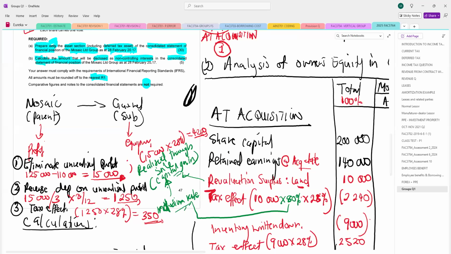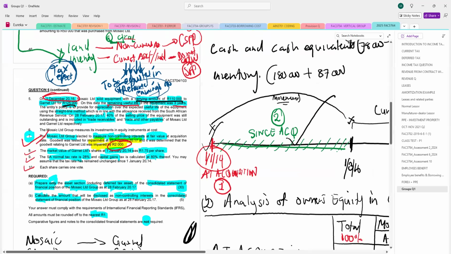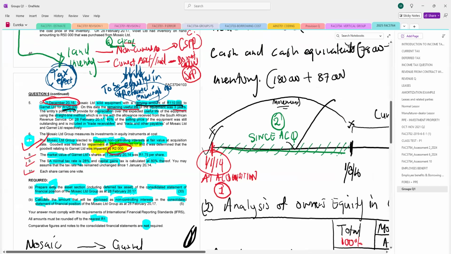Then there was another statement they made, which was the last statement. So they now said on the 28th February, still at year end, there's 40% of the selling price of the equipment was still outstanding. So they didn't pay the 40% of the 125. And then it was included in, for one company, it was included in trade receivable. For the other company, it was included in trade and other payables. This is another intragroup transaction, separate from the selling of the equipment, right? So it's more like they're owing. We're not supposed to owe each other as well.